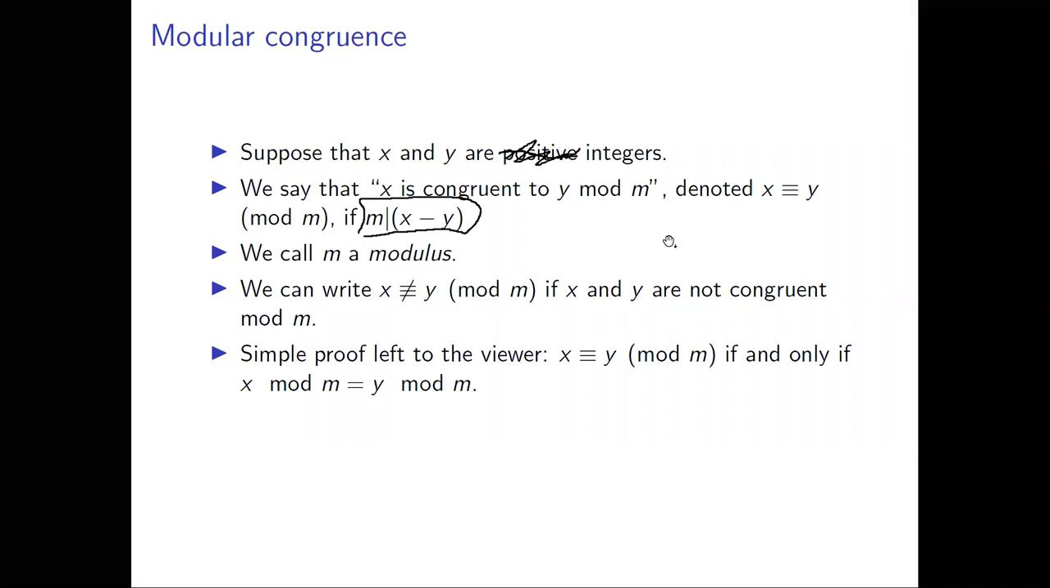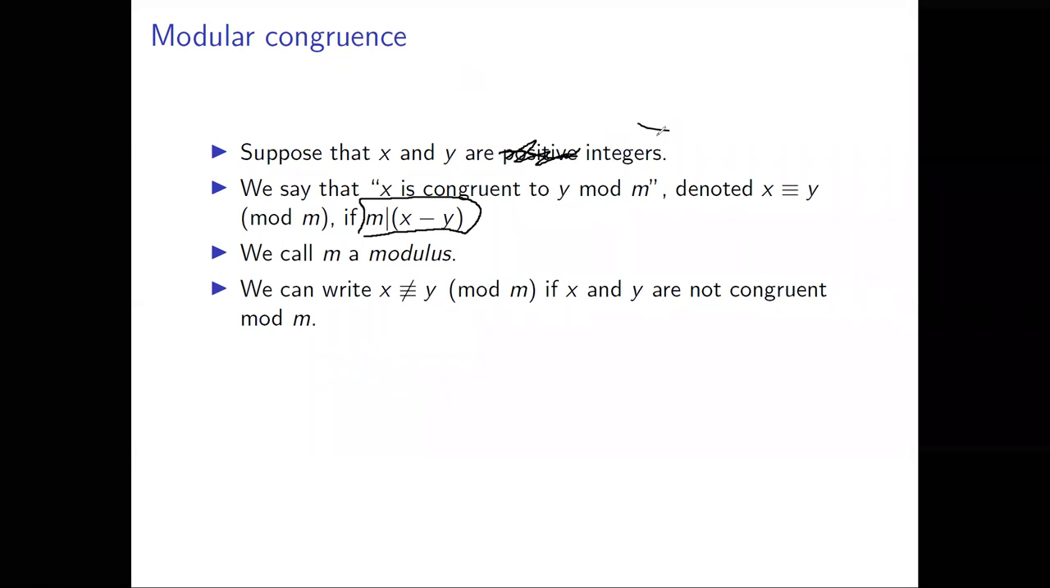And there are some simple properties we can see. Before we look at those properties though, let's consider an example. A simple one, we can say 2 is congruent to 7 mod 5. And that's because 5 divides 7 minus 2. And 5 also divides 2 minus 7. We can also say 3 is congruent to 11 mod 4. And that's because 4 divides 11 minus 3, which is 8. 4 also divides 3 minus 11, the additive inverse of 8. So those are some examples.